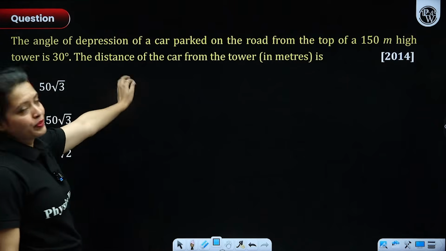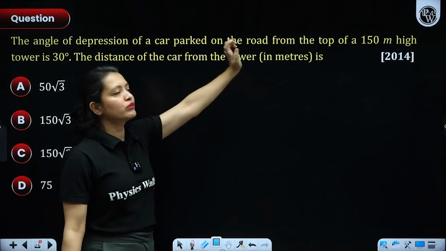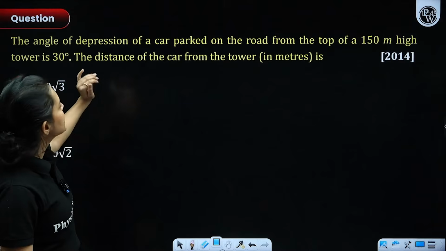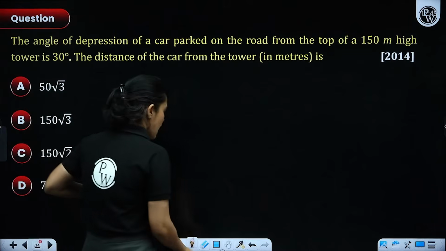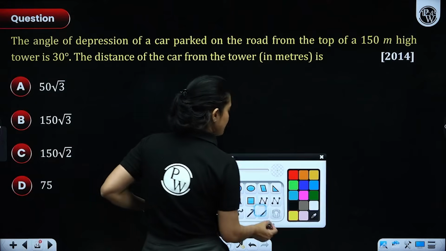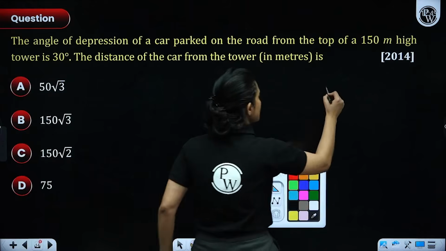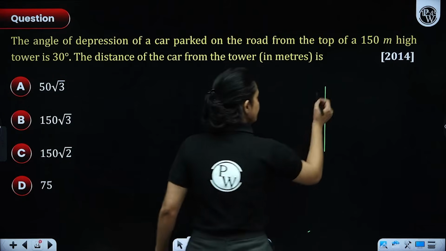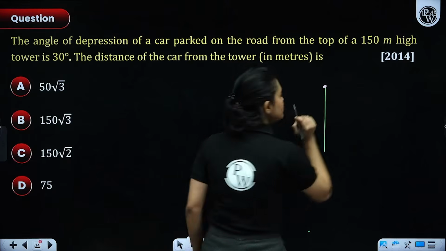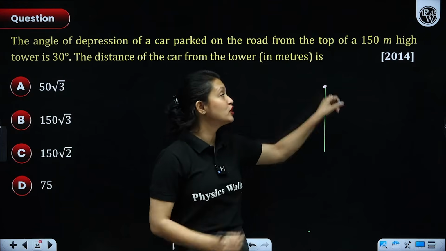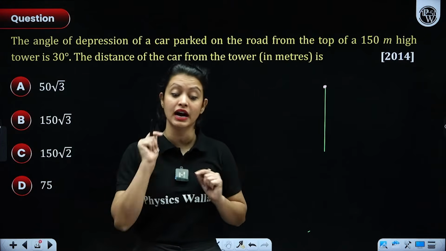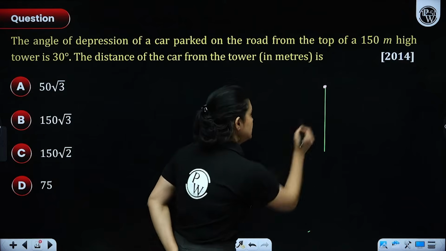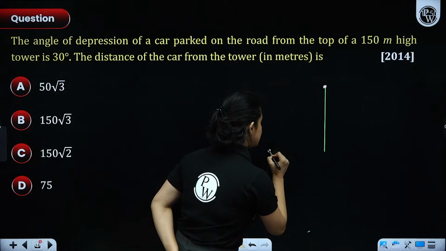The angle of depression of a car parked on the road from the top of a 150-meter high tower is 30 degrees. The distance of the car from the tower is. So, height of the tower is given to you. That means you are going to take the tower as a straight line segment. So, this is my tower, everyone. Okay? So, from the top of the tower, that means the point of observation is here. From the top of a tower, a car is being observed. So, from here, this is the point of observation and this is the car that is being observed.